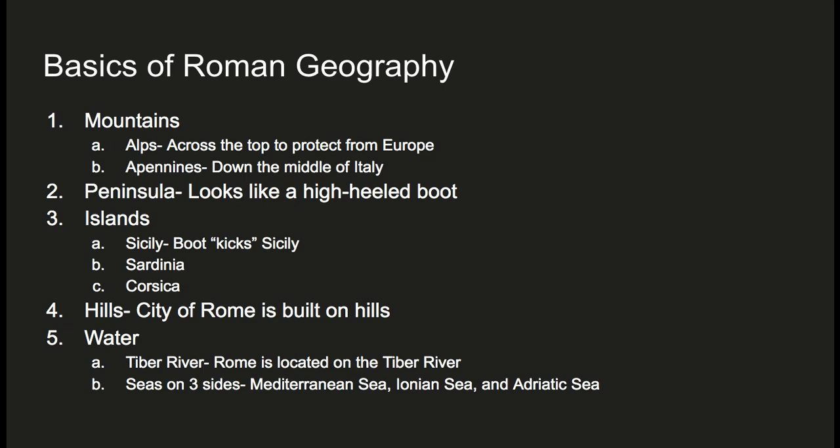You have mountains, but you also have hills. The city of Rome is built on hills, along a river called the Tiber River. So you also have water. Like I said, the Tiber River. You have seas on three sides: the Mediterranean Sea, the Ionian Sea, and the Adriatic Sea.